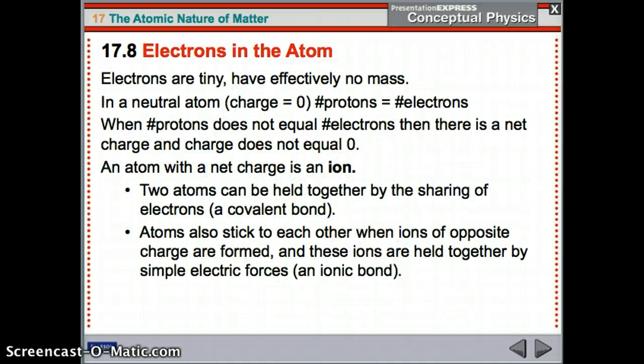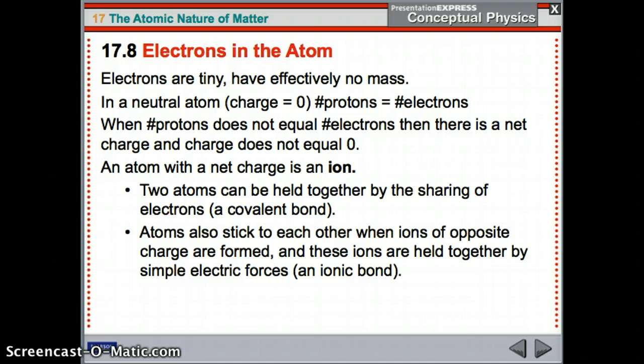Electrons are super tiny, right? All the mass is in the protons and neutrons. Electrons pretty much, we imagine that they don't have a mass, even though they technically do. Neutral atom, charge of 0, number of protons is the same as the number of electrons. They balance each other out. 3 positive, 3 negative gives you 0.